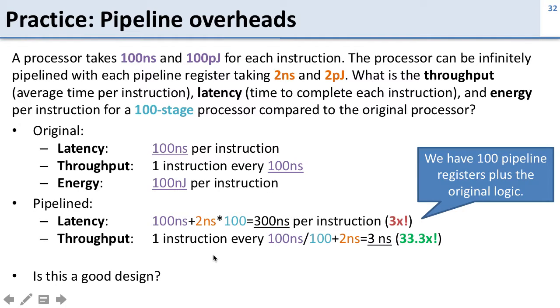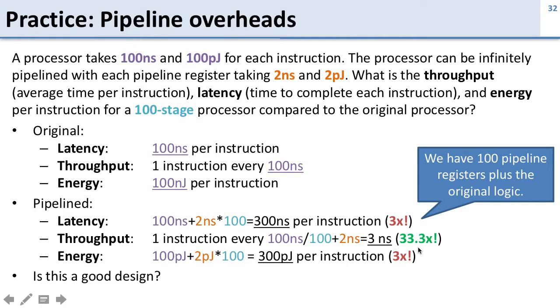How about the throughput? Well, we're going to get one instruction out in every pipeline stage, every clock cycle. And we've taken our 100 nanosecond processor, divided by 100, that's our pipelining. So that's going to be 1 nanosecond of logic for each stage, plus we have 2 nanoseconds for the pipeline register. So that means that you're going to have 3 nanoseconds for each stage. And if we keep our processor full, we're going to get one out every cycle. So now if we keep the pipeline full, we're going to get one instruction every 3 nanoseconds. So that's 33 times faster. That's enormously faster. How about energy?